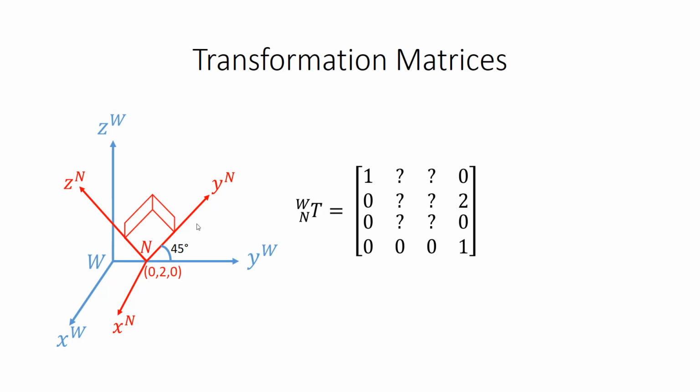So think about how would you make a unit vector that would describe the amount that this y value, y of n, is pointing in the direction of y of w, and how much it's pointing in the direction of z of w.